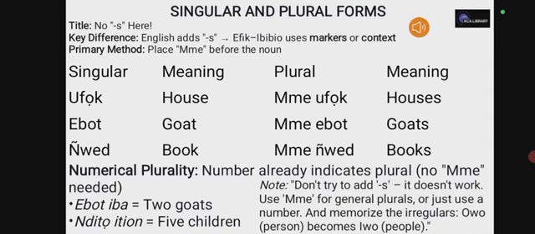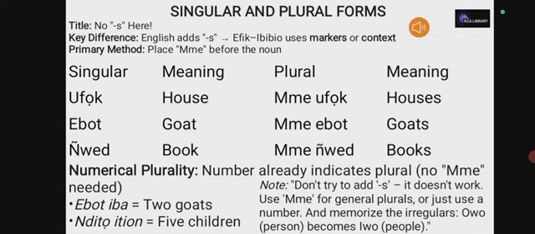If the number is clear, you can drop madame and just use a numeral. Ebot iba means 2 goats. Naito isha means 5 children. In both cases the noun itself does not change shape. Key difference with examples. Because the noun stays the same, you rely on madame or numbers to show quantity. Owo means person. To say people, you do not say owos. You change the word to iwo, which is the true plural form.